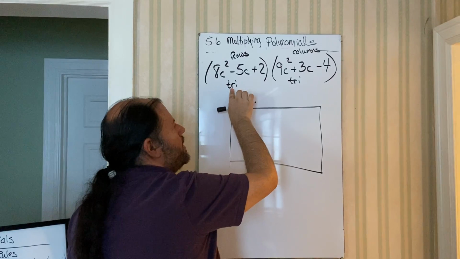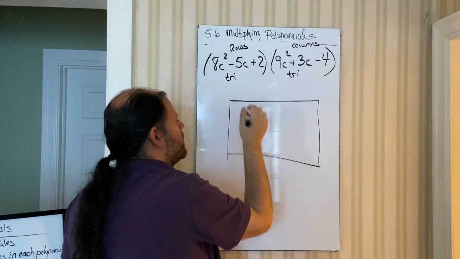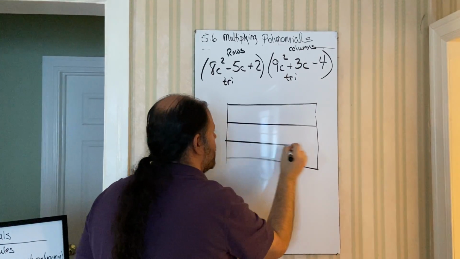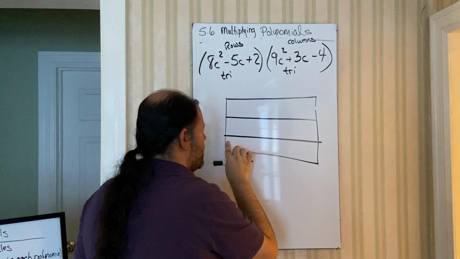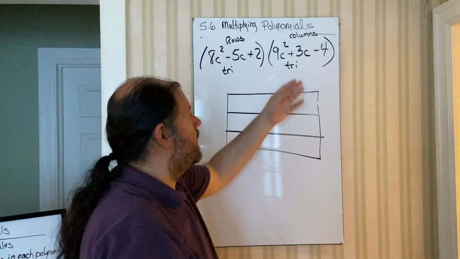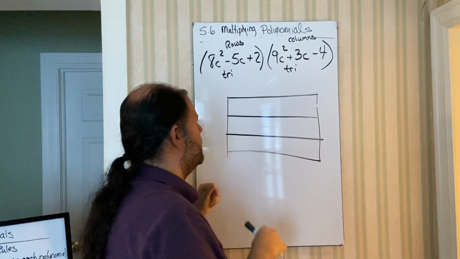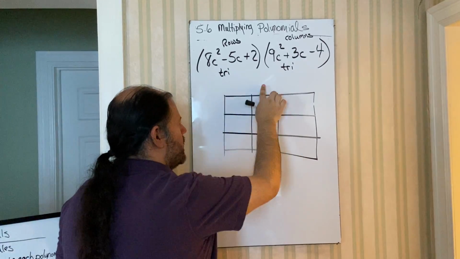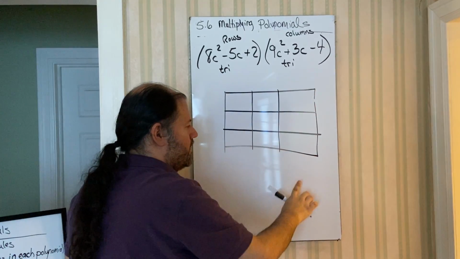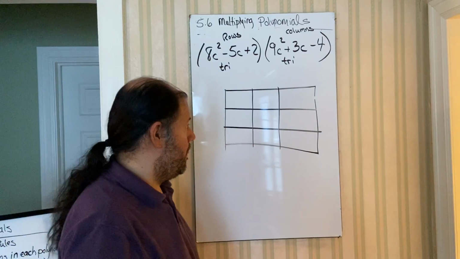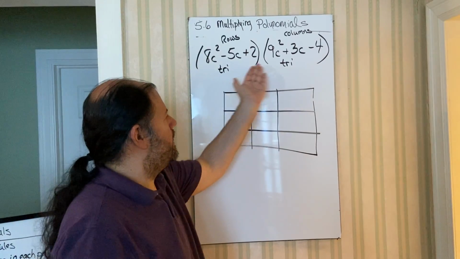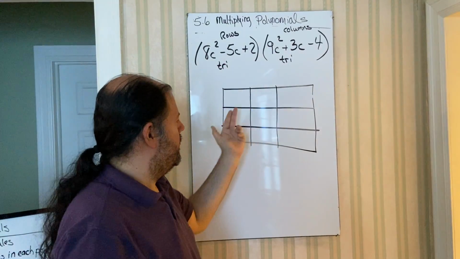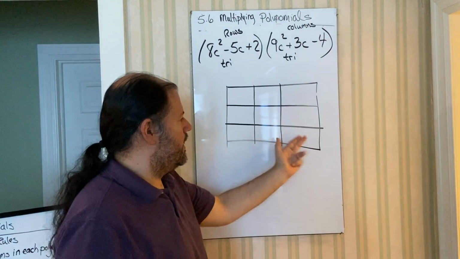So draw 3, trinomial means 3, rows. So there's row 1, there's row 2, there's my third row. Now draw 3 columns. Column 1, column 2, and then column 3. I don't have to split that any further. Notice 3 times 3 means that I have 9 individual squares. 1, 2, 3, 4, 5, 6, 7, 8, 9.